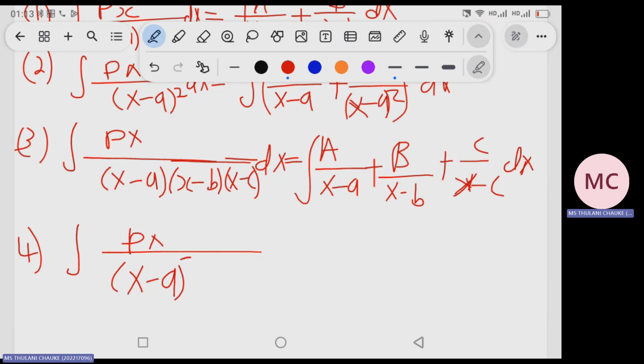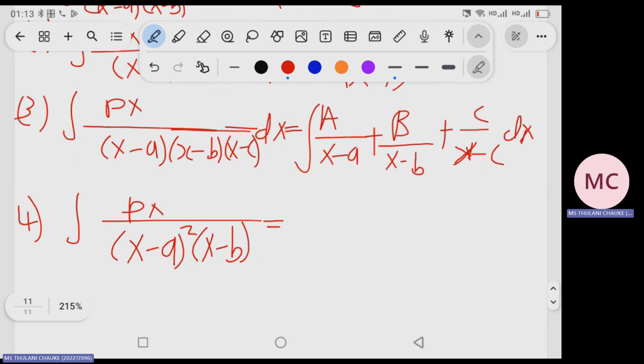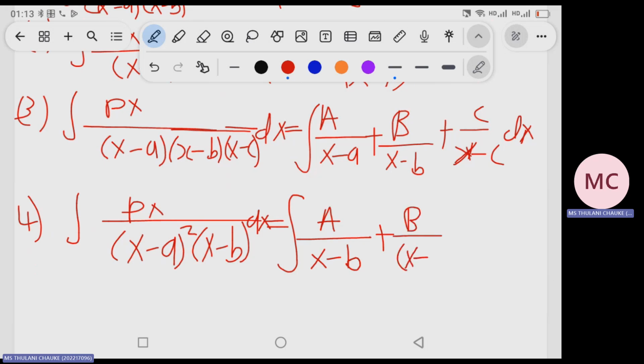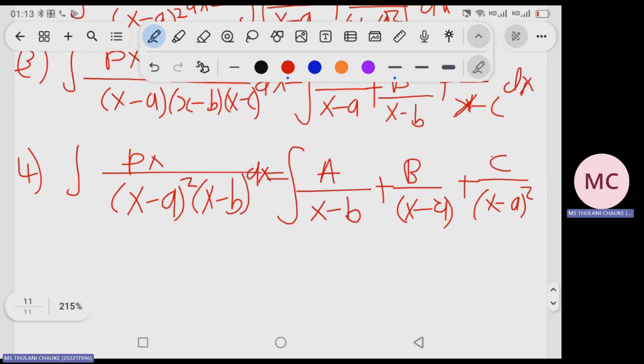4, if you're having the integral of px, then let's say now you have got that polynomial and you have one linear factor. Then you'll just see this. This is equal to the integral of a over, you can write the linear factor first. It will be x minus b, then plus b over x minus a plus c over x minus a all squared.